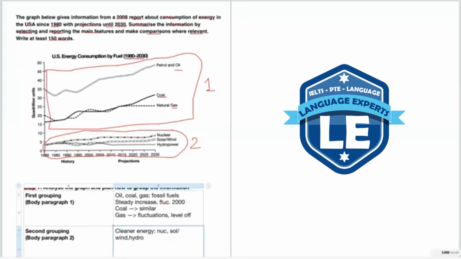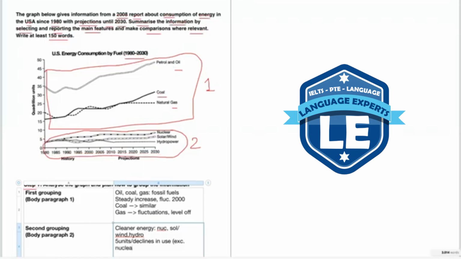Now, when it comes to my second grouping, I'm going to talk about how they began the period at, it looks just to be under 5 quadrillion units. So I'm going to talk about how there have been some declines, except for nuclear, which seems to be pretty standard and pretty neutral. So with that in mind, I'm going to say we'll start at 5 quadrillion units, and I'm going to see declines in use. And I will talk about exceptions. So I'll put an exception as nuclear power.